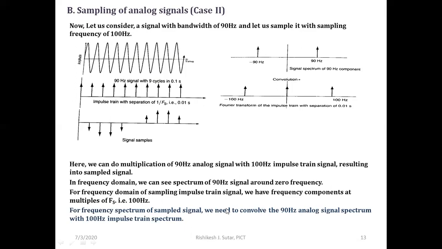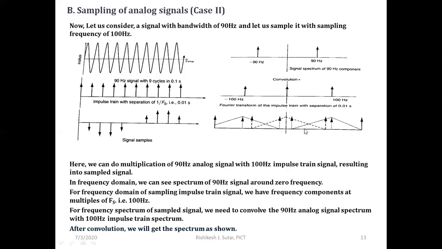For the frequency spectrum of the sampled signal, we need to convolve the 90 Hz analog signal spectrum with the 100 Hz impulse train spectrum. So in the time domain, we have multiplied this analog signal with the impulse train. So in the frequency domain, we have to convolve the spectrum of the analog signal with the spectrum of the impulse train signal. So the spectrum of the sampled signal will look like this.